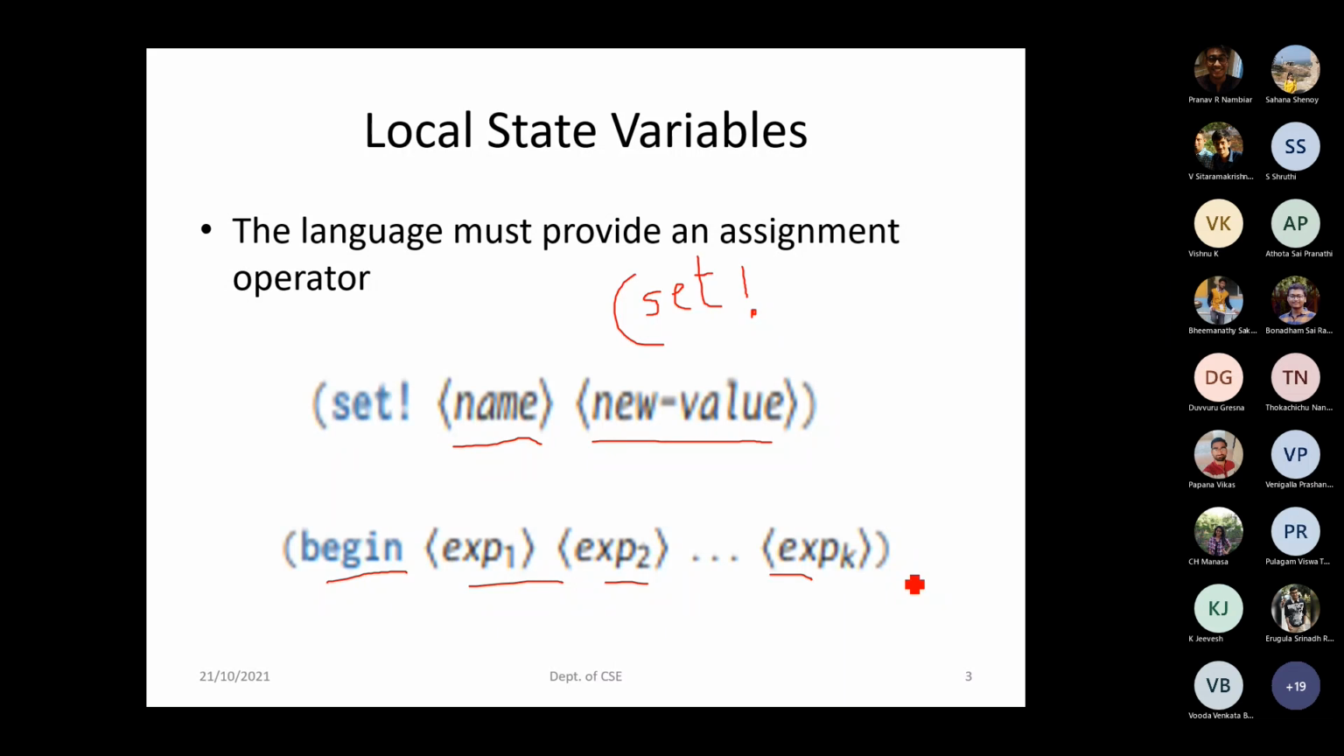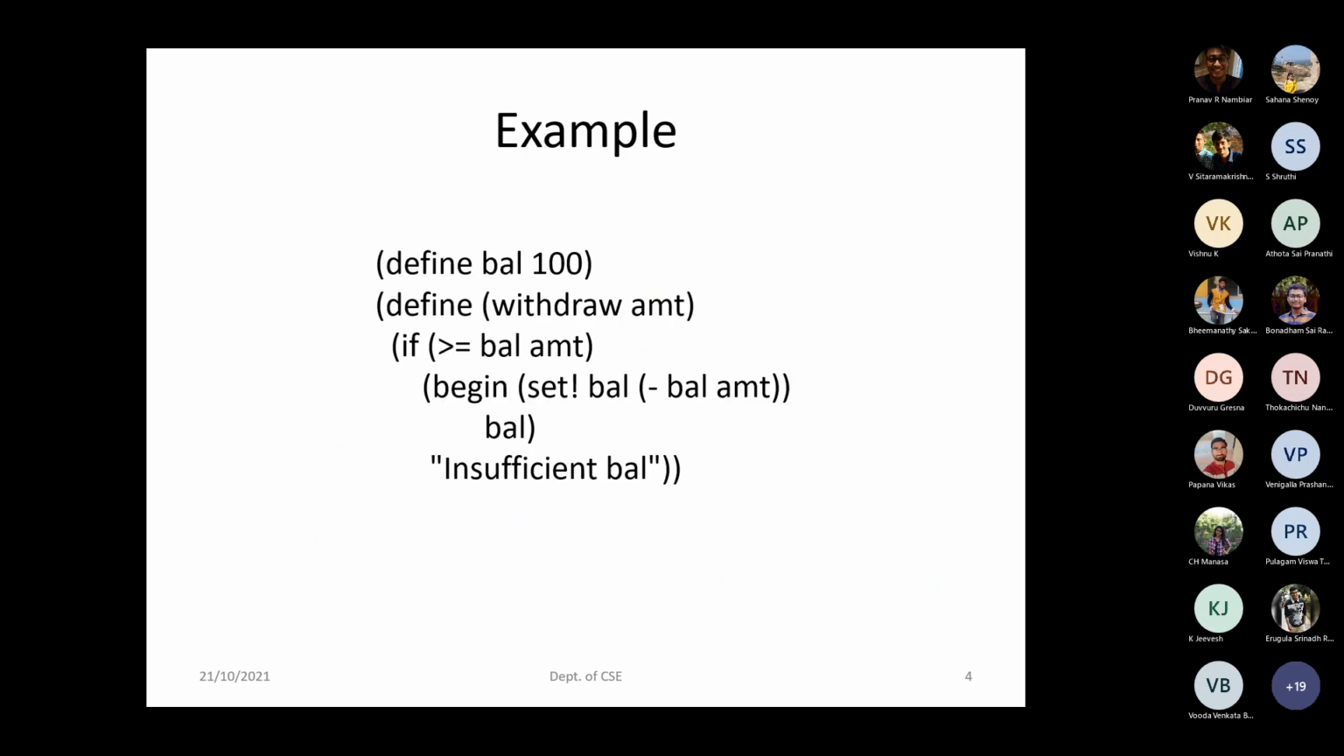So these are the two syntaxes which we shall see from now onwards. Taking one example to see how set works, with respect to the banking concept, the withdrawal procedure. We have defined a variable called balance, BAL, and initialized it with the value 100.